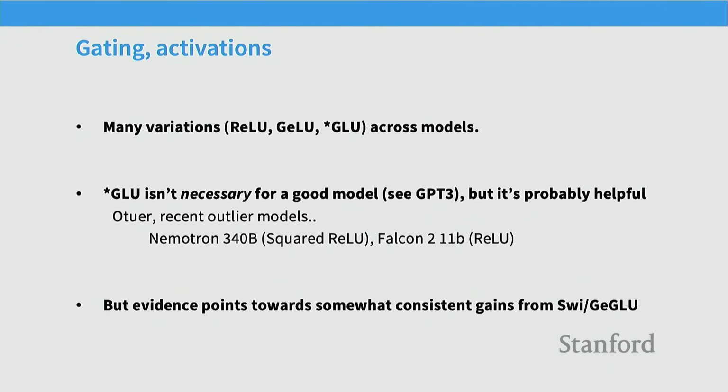Of course, the GLU isn't necessary for a good model. It's important to separate the two, right? Just because it's probably slightly better and everyone does it doesn't mean it's necessary. And you do see examples of very high performance models not using a GLU, like GPT-3 is one example. A more recent one, Nemotron 340B, uses a squared ReLU, which I had not seen before, and Falcon 211B uses a ReLU. Both of those are relatively high performance models, so you can see that it's not really necessary. And so, evidence does point towards consistent gains from SwiGLU and GEGLU, and that's why we ask you to implement exactly that variant. Cool.